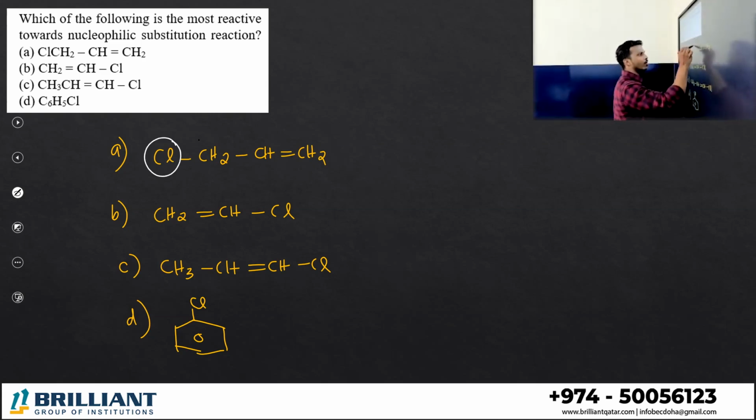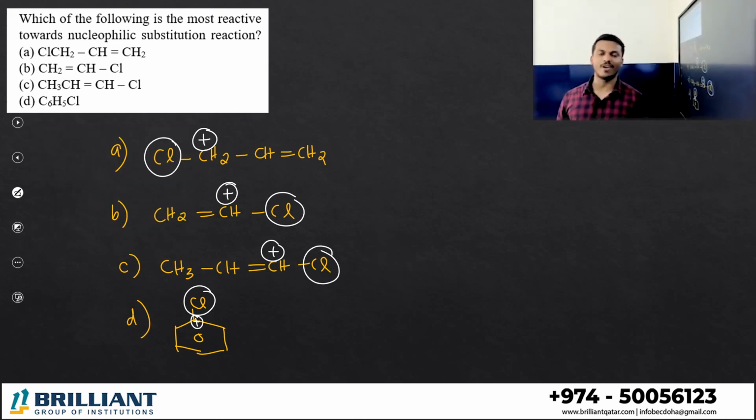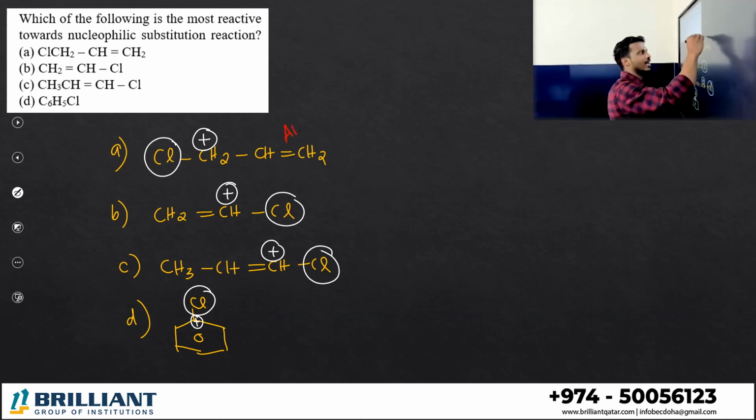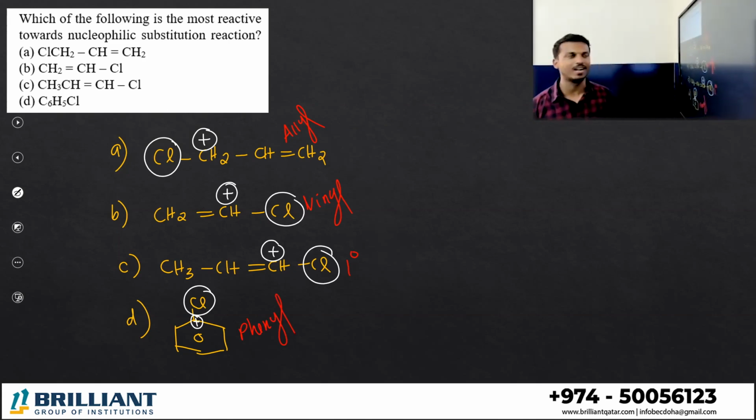If I eliminate chlorine, I will get this carbocation. Which carbocation is the first one? Can you identify? The first compound, when chlorine is eliminated, gives an allyl carbocation. This is a vinyl carbocation. This is just a primary carbocation. This is a phenyl carbocation. Which carbocation is more stable? Allyl. So it will undergo reaction faster.